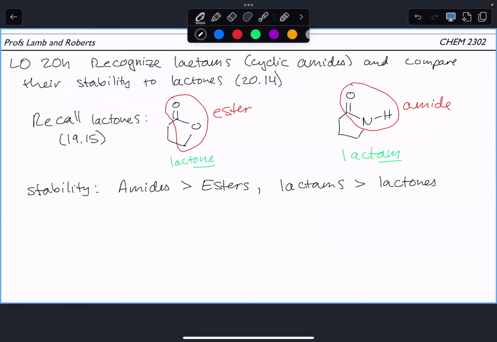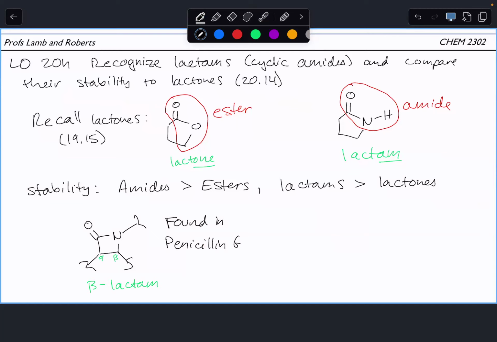We will not test you on this, but just for fun and for your knowledge, lactams are actually super important. If you have a four-membered ring like this, connected to various things, this is called a beta lactam because it has two carbons in the ring. So beta lactams are found in penicillin, penicillin G, so antibiotics. A lot of antibiotics have beta lactams in them, actually. So this is a really interesting motif that's used in drugs a lot. And so that's one of the reasons why lactams are super important.